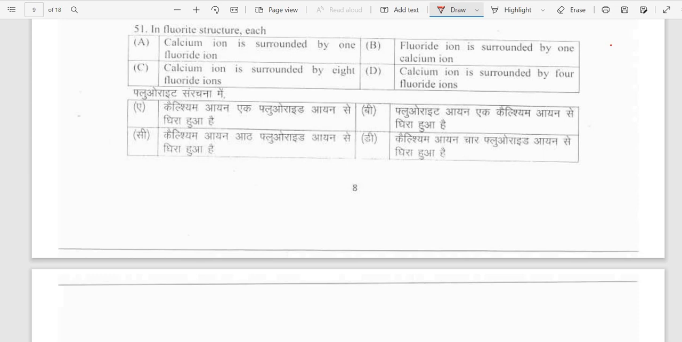Question 51, on fluorite structure. In fluorite structure, each calcium ion is surrounded by one fluoride ion. Option one, this does not happen. Fluoride ion is surrounded by one calcium ion, this will also not happen. Calcium ion is surrounded by 8 fluoride ions, and option D, calcium ion is surrounded by 4 fluoride ions. So the correct option is option C. In fluorite structure, one calcium ion is surrounded by 8 fluoride ions. That's why the coordination number of calcium is 8 and the coordination number of fluoride ion is 4.